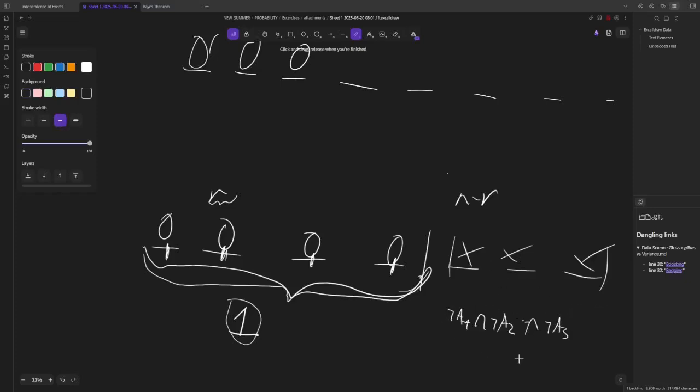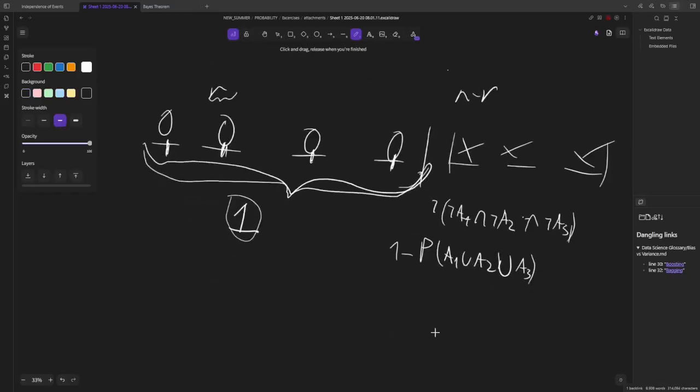However, we don't know how to do the join of these three events. However, if we consider the conjugate of this, we can use De Morgan's law to notice that this is the union of A1, A2 and A3. And if we want to take the probability of this, it will be 1 minus the probability of the conjugate. Now, do we know how to make this?